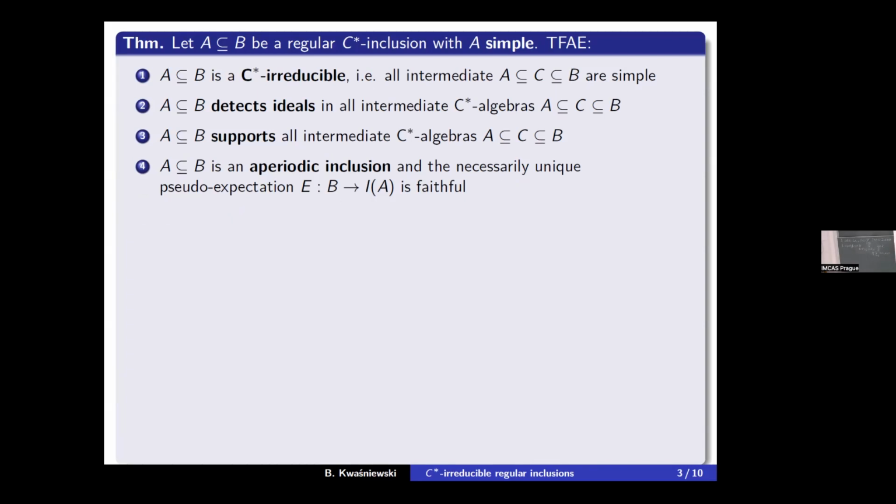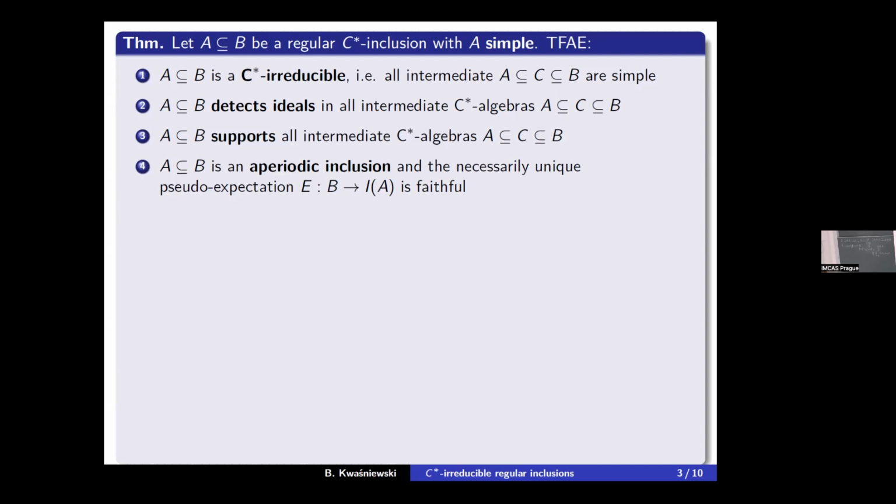So maybe I will not explain what it means. I will explain it soon. There's this notion of a periodic inclusion, which is the strongest of all these notions here, because in a sense it implies all of them. This implies that there is always what is called a pseudo expectation. This is like a conditional expectation, but not into A, but into a larger object. I will also explain this.